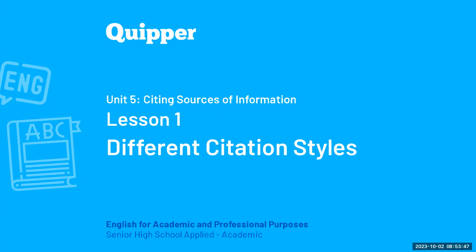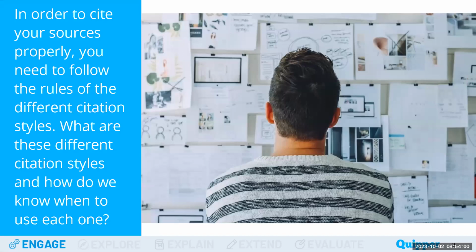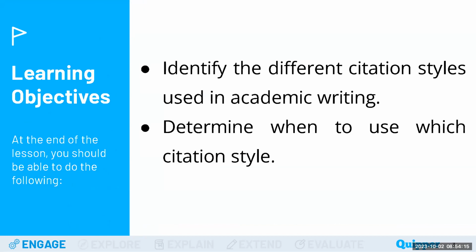So this is a very important lesson for you to understand and for you to know what are these different citation styles that you're going to be using, especially when you start writing your own academic papers and research papers. Now, in order to cite your sources properly, you need to follow the rules of the different citation styles. What are these different citation styles and how do we know when to use each one? That is the essential question that we are going to answer by identifying the different citation styles used in academic writing and determining when to use which citation style.